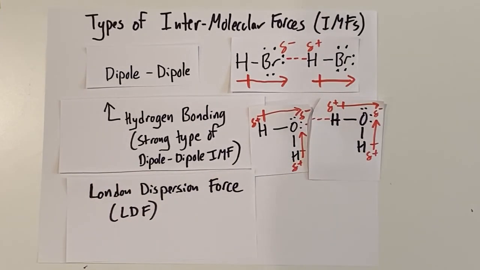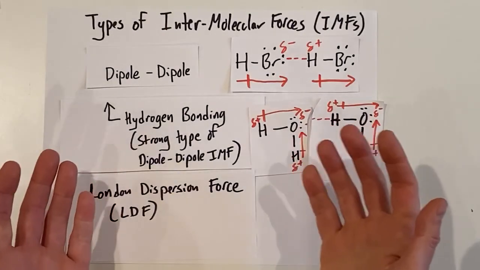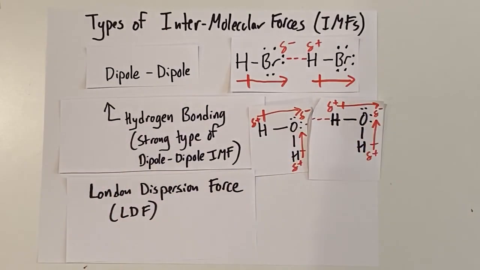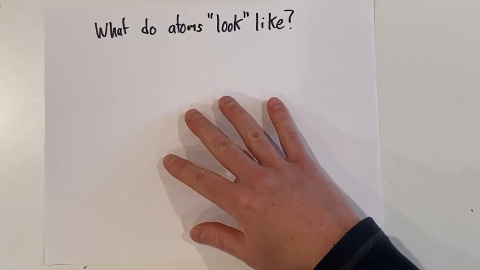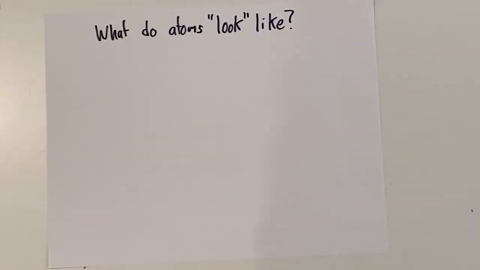So, in order to discuss London Dispersion Forces and how they come about, we're actually going to take a big step back and talk about atoms and what atoms look like. So, let's get rid of this, and let's pull this up here. So, what do atoms look like? Well, the challenge with answering that question is that atoms are so super tiny that any representation we make of atoms is not going to be perfect.